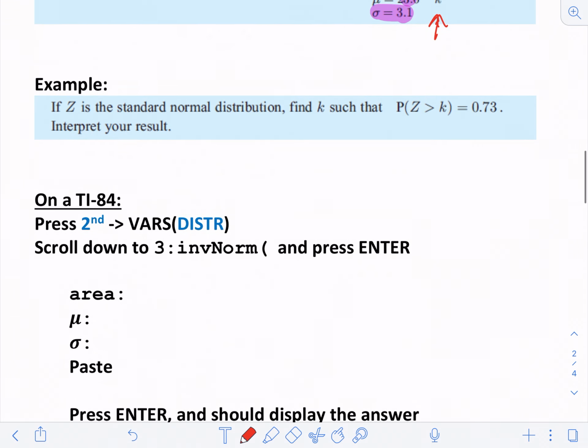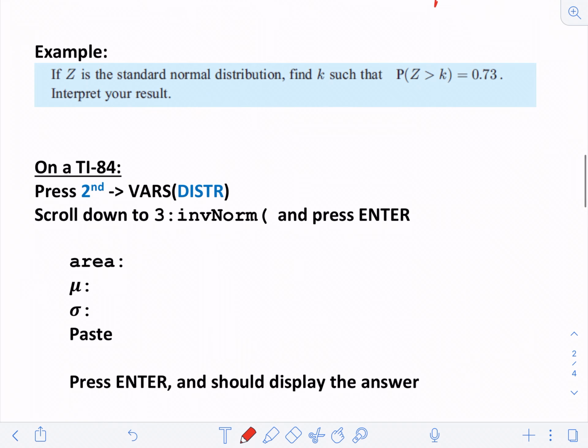So let's try another one. How about this? Now we're going to look at z-scores. So we're now looking at a standard normal distribution such that the probability of z being greater than 0.73. So now remember, this curve is going to be a little bit different. We're still going to use the same thing, we'll put the numbers in and we'll get the curve here in a second. So let's go to second distribution, and I'm going to go to number 3, which is my inverse normal.